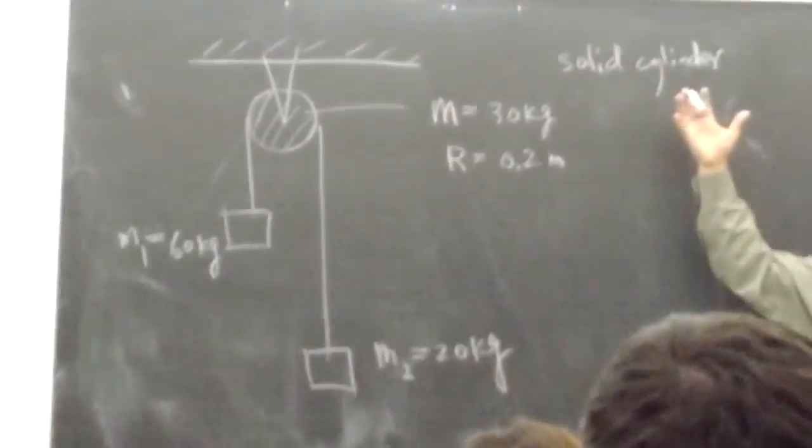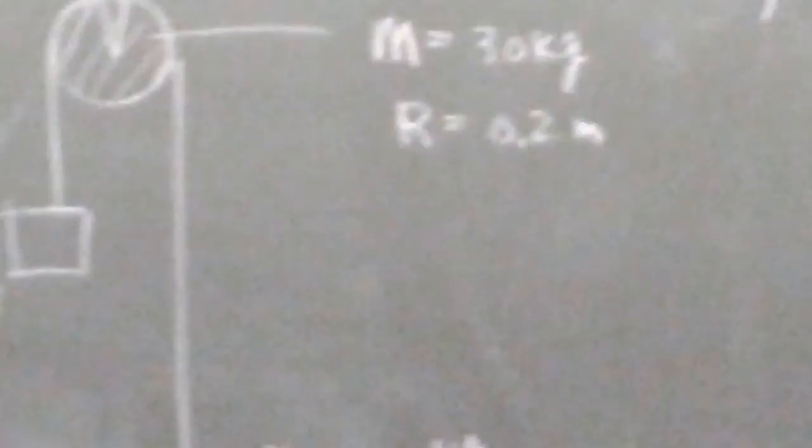Okay, so suppose we have a pulley in the form of a solid cylinder. And we wrap a rope around it, and let's say we have two objects, one 60 kilograms and the other one 20 kilograms on the other side. And we then allow them to start moving from rest. Okay, what do you expect to happen?